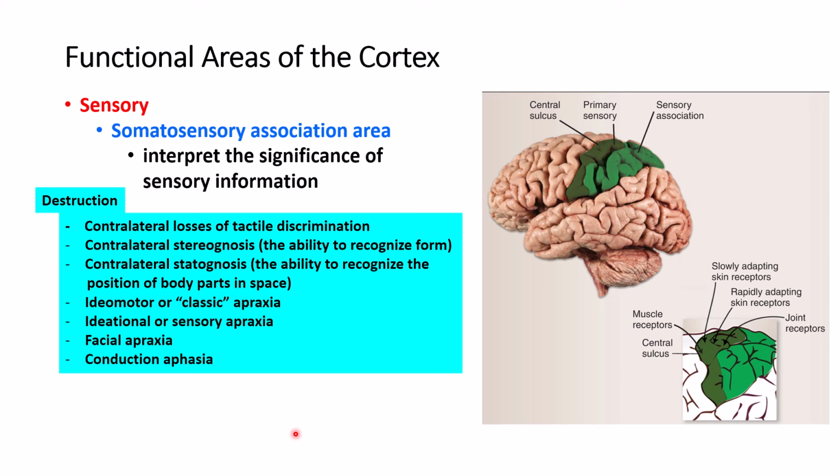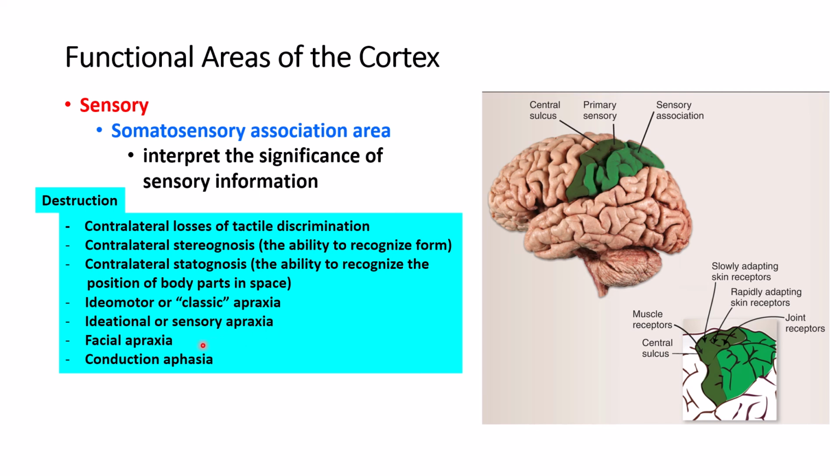Ideomotor or classic apraxia is that the person has difficulty buttoning their shirt, for example, or combing their hair. Ideational or sensory apraxia is when they have difficulty performing a sequence of actions. So like an activity that requires multiple steps, they cannot do it. For example, tying their shoes.